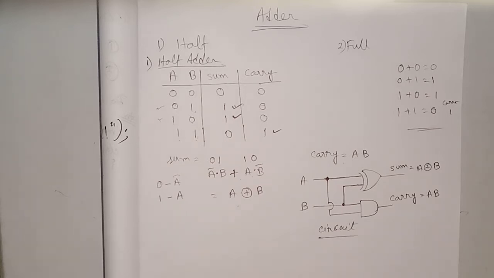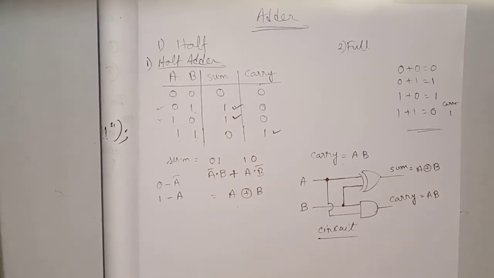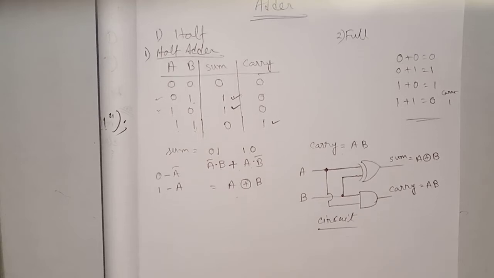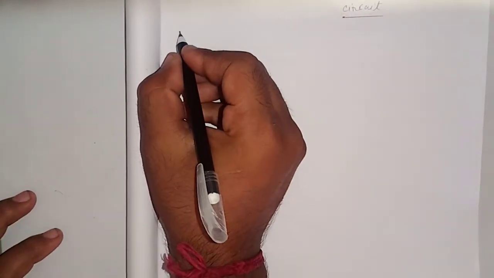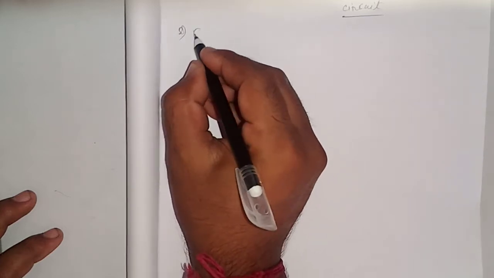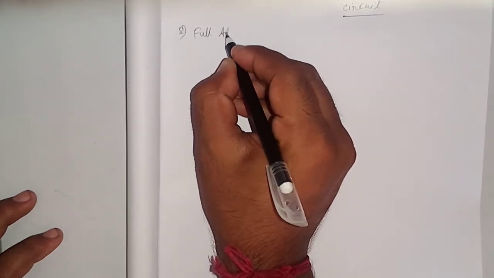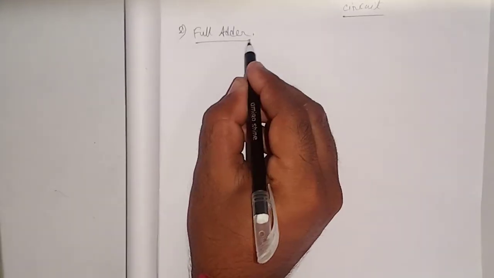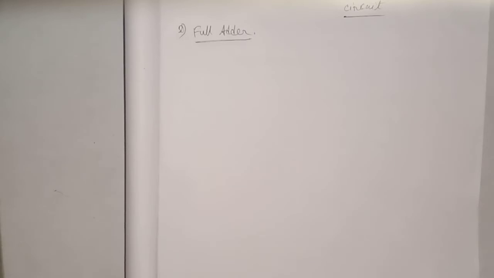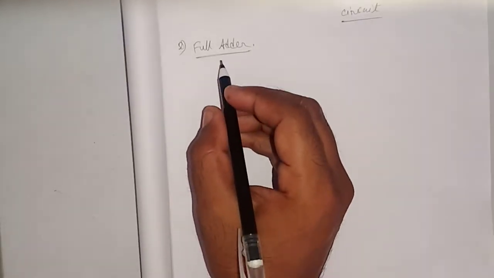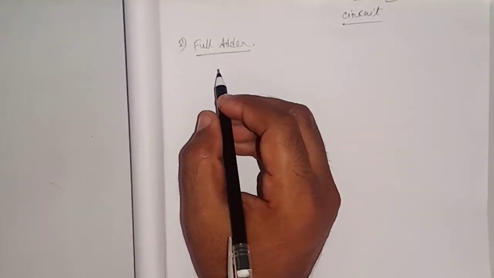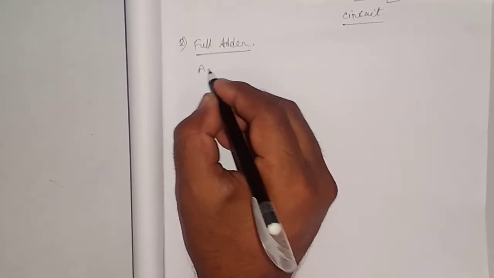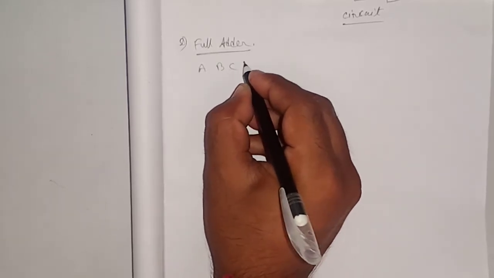Okay, now we're discussing the next topic, the full adder. In a full adder, there is addition between three numbers. So I'm taking here A, B, C.